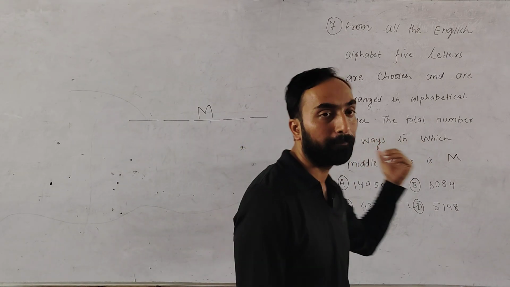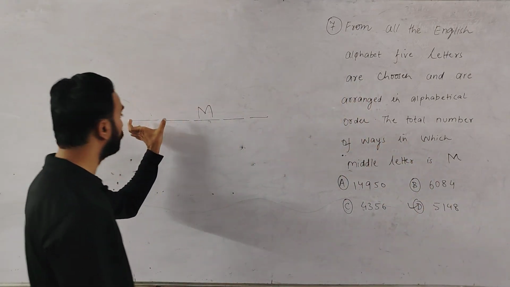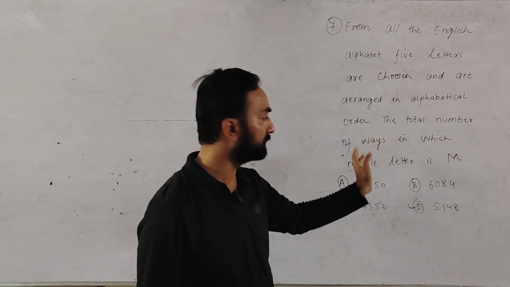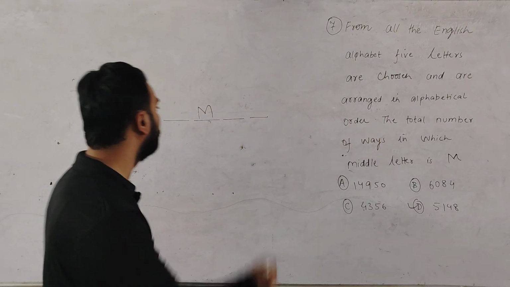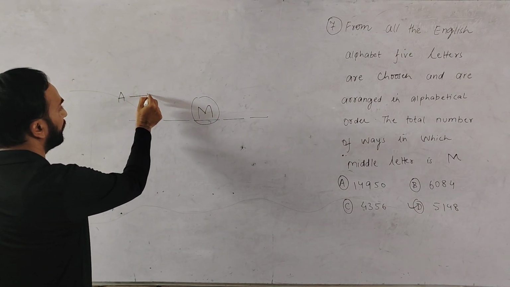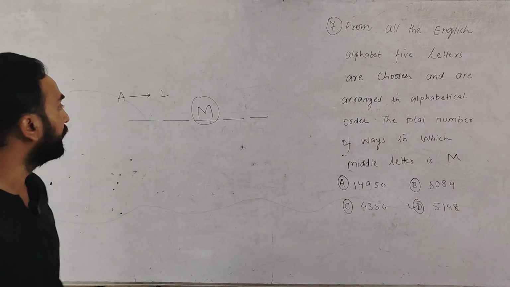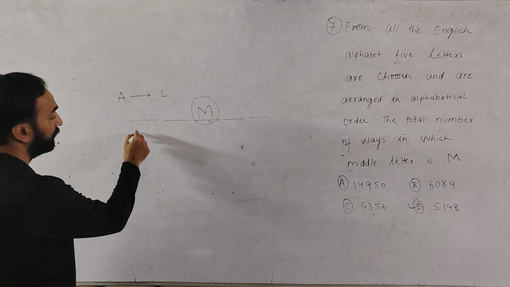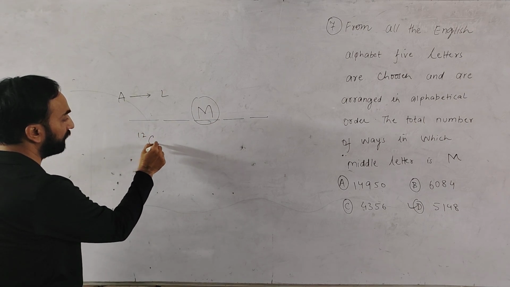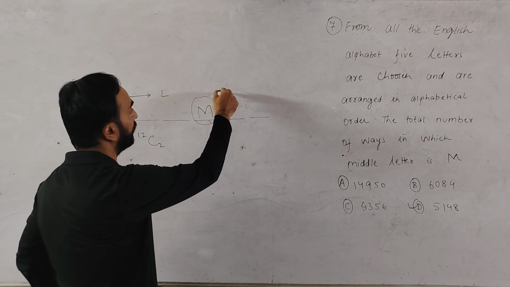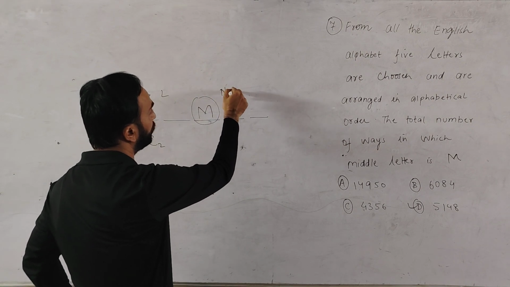So what comes before M will be in those 2 places, and what comes after M, like N, O, P, Q, R, S, T, that should be after the M. The middle will be this one, right? So if you go from A to L, from here we can go from A to L, and A to L is I think 12 alphabets, and out of those 12 letters we have to choose 2. So I will write 12C2 here, and the selection for here, from N to Z.